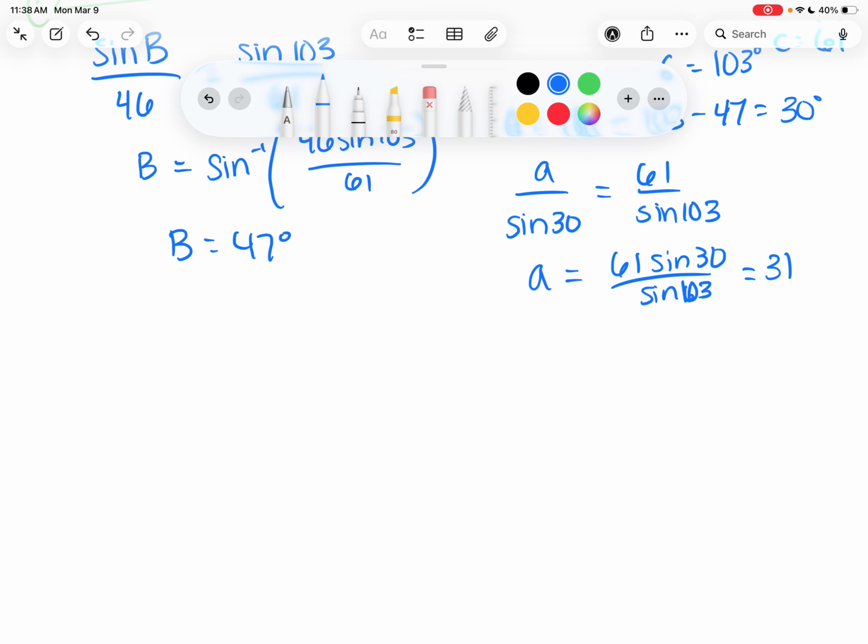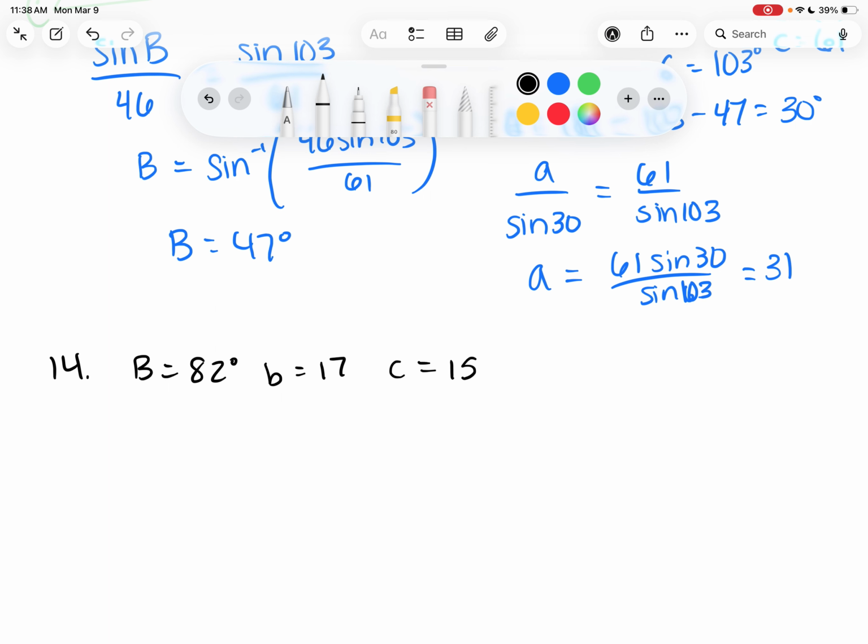The next ones just say to determine how many triangles there are, so 0, 1, or 2. So 14: angle B is 82 degrees, side B is 17, and side C is 15. So these problems are ones where we aren't solving the triangle, we're purely just saying how many triangles there are.